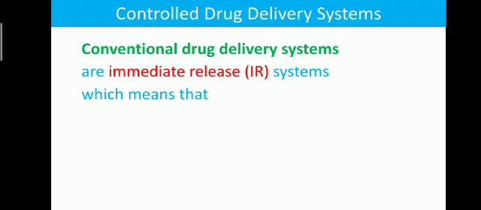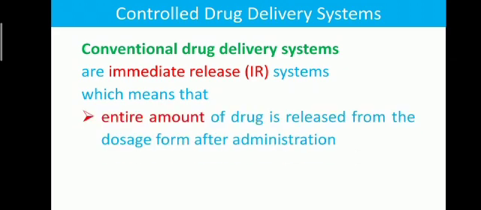Now, immediate release systems means that the entire amount of the drug is released from the dosage form after administration. Now, what does that mean? Entire amount is released. Suppose, for instance, you have a tablet of 100 mg, containing 100 mg drug. When you take this tablet orally, it goes down into the stomach and into the intestine. The first thing that takes place is the disintegration of the tablet. The entire 100 mg of the drug is released. It goes into solution in the intestinal fluids.